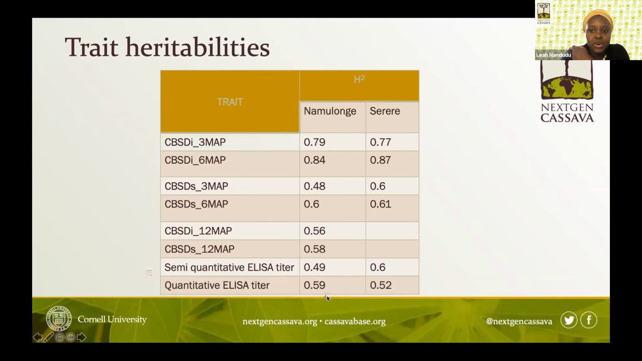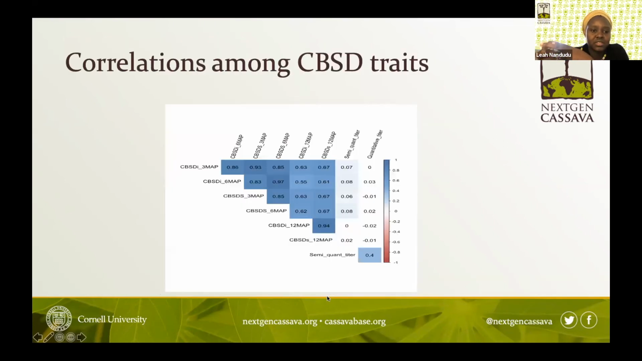Now, when we look at the correlations of the CBSD traits generated by the 1 to 5 scale and the quantitative assay, you can see these ones in blue that range from moderate to high positive correlation are generated by the 1 to 5 scoring scale. But when you look at the semi-quantitative titer and the quantitative titer, there's a zero correlation between these two and the traits that are assayed using the 1 to 5 scale. So this confirms our need to broaden the phenotyping methods when it comes to CBSD and include viral titer as an independent trait.